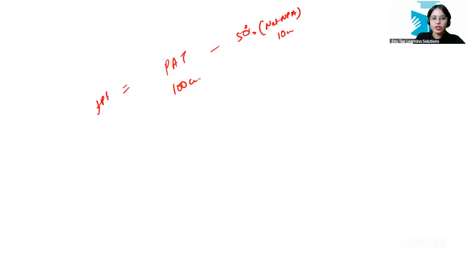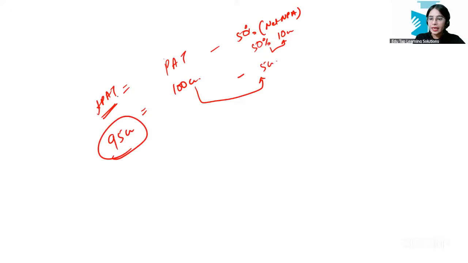See, let's say that the profit after tax is 100 crores and the net NPA is 10 crore. So what will be the adjusted profit after tax? What will be the adjusted profit after tax? 50% of the net NPA should be 5 crore, na? So 100 crore minus 5 crore, adjusted profit after tax will be 95 crores.